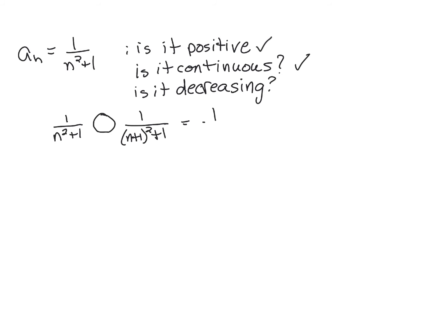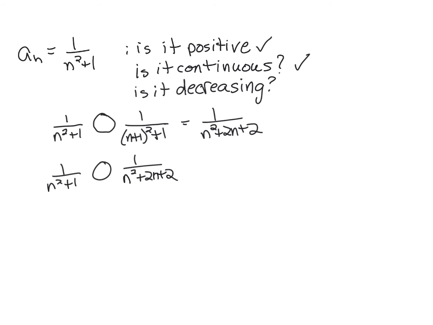Now, square that out. You're going to get n squared plus 2n plus 1, and you get this guy. So this is what we're comparing here: 1 over n squared plus 1 and 1 over n squared plus 2n plus 2. Now, we've already talked about the fact that this is always positive, and this is always positive as well. Think about it. Yes, it's always positive. If you set this equal to 0 and solve for n, what would you get?